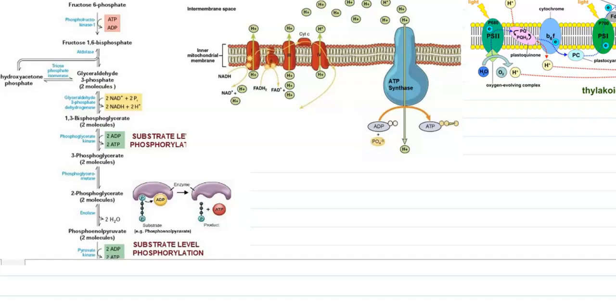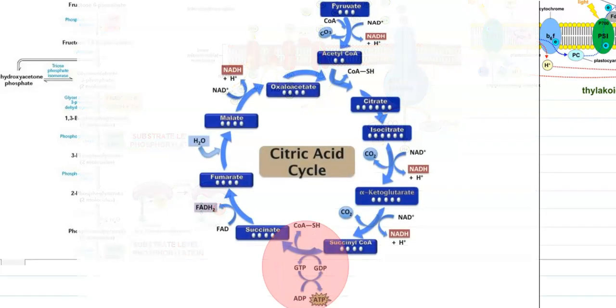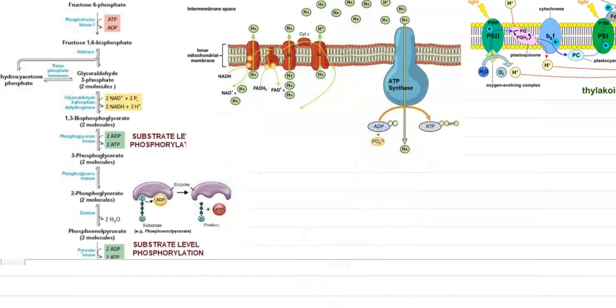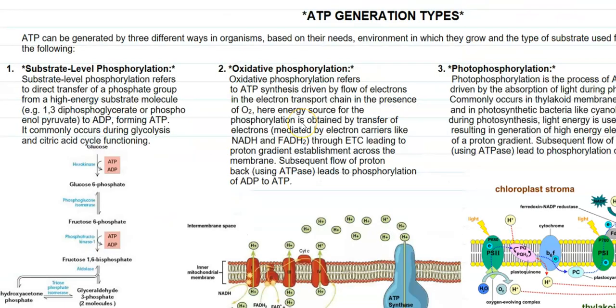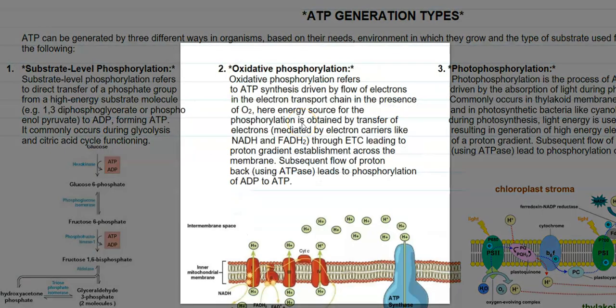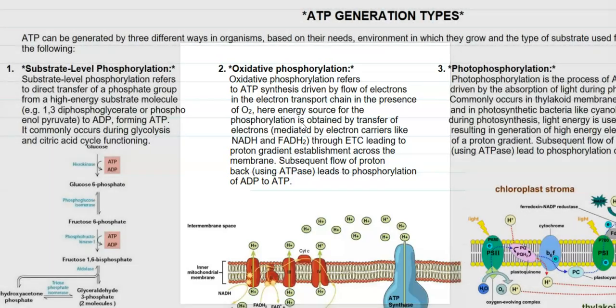Apart from glycolysis, substrate level phosphorylation is noticed in one step of the TCA cycle, or Krebs cycle, or citric acid cycle. In addition, the ATP generated through the fermentation process is also by substrate level phosphorylation. The next ATP generation mechanism is oxidative phosphorylation. Oxidative phosphorylation refers to ATP synthesis that is driven by the flow of electrons in an electron transport chain, mainly in the presence of oxygen.